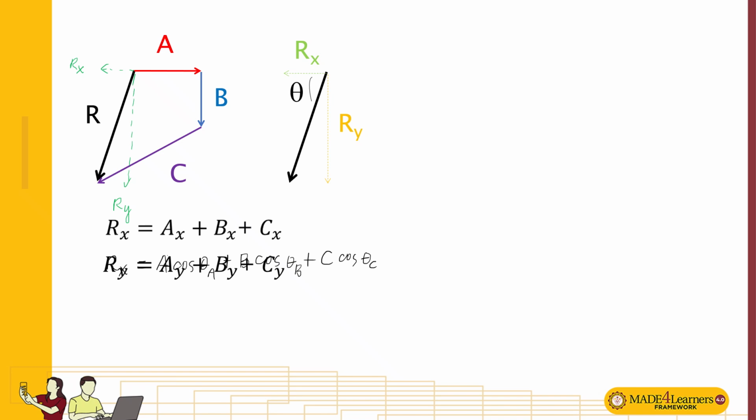So for the y component, let me write it here. So it's R sub y equals A sub y plus B sub y, okay, plus C sub y. Or input lang nato tanan on a calculator. So A, multiply it to sine of theta sub A, and then B, multiply it to sine of theta sub B, and C, multiply it to sine of theta sub C.